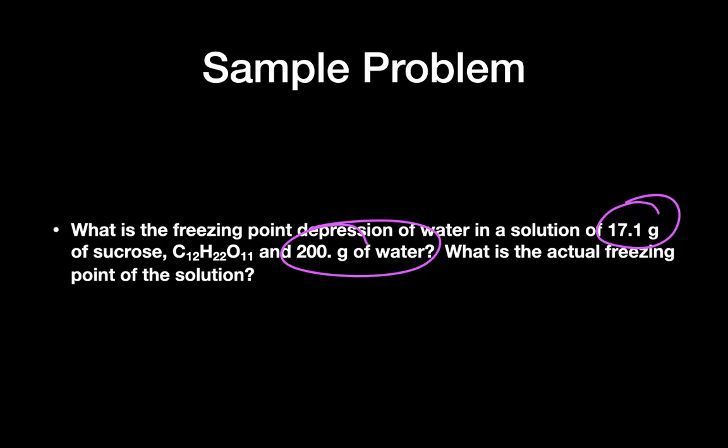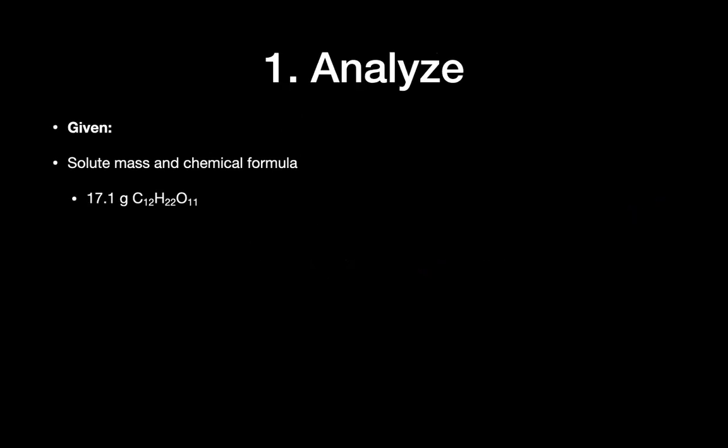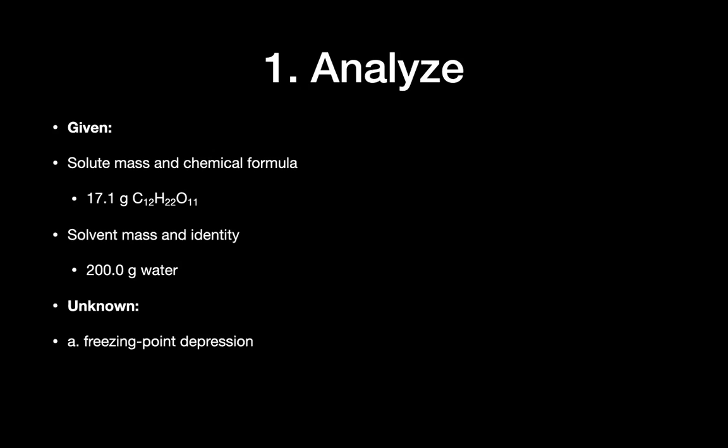Now, when they say, what is the freezing point depression, they're talking about delta TF. And then what is the actual freezing point of the solution? It doesn't matter so much for freezing point depression because the freezing point for water is 0 anyway. So whatever delta TF is, that will be the same as the actual freezing point of the solution. It's going to be a little different when I talk about boiling point elevation. So we're given the solute mass and chemical formula. We're given the solvent mass and identity. What we don't know is, first, the freezing point depression, and second, the actual freezing point of the solution.